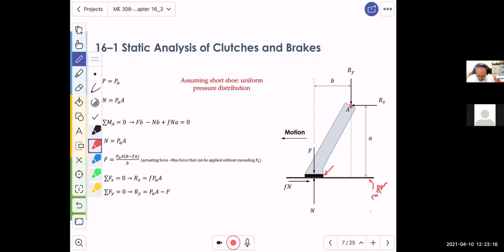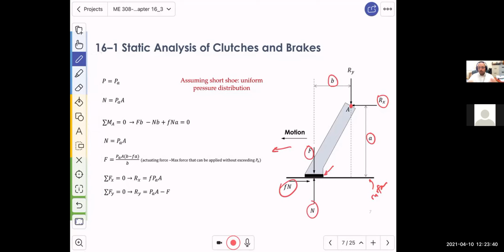And again, the distance from the reaction to the surface is A, the distance from the Y reaction to the actuating force is B. And let's assume that the motion is going in this direction. The friction force is going against the motion, which is F by N, and this is the normal force. That's it. That's what we're doing.